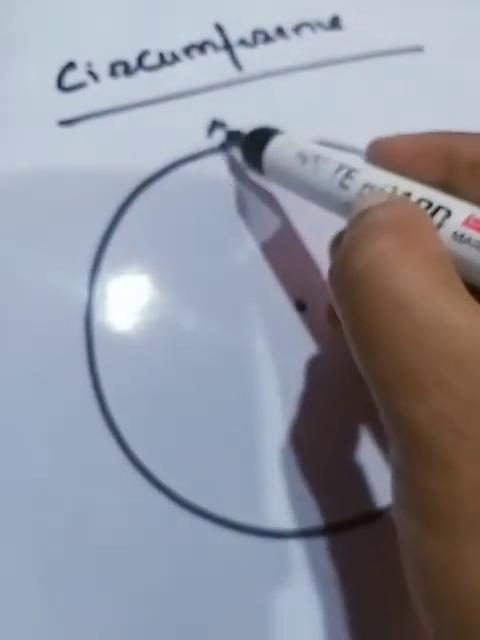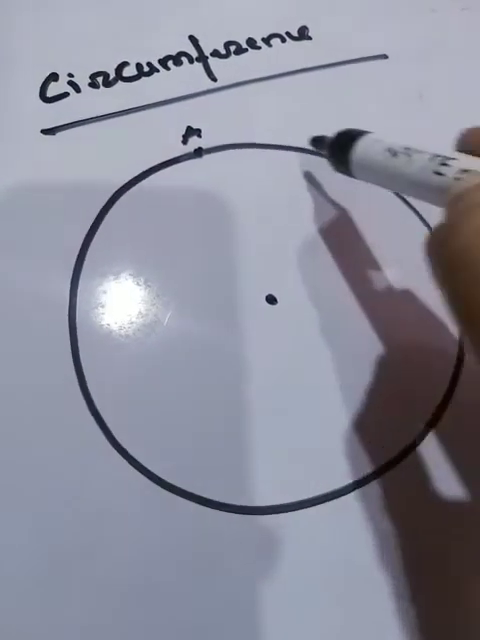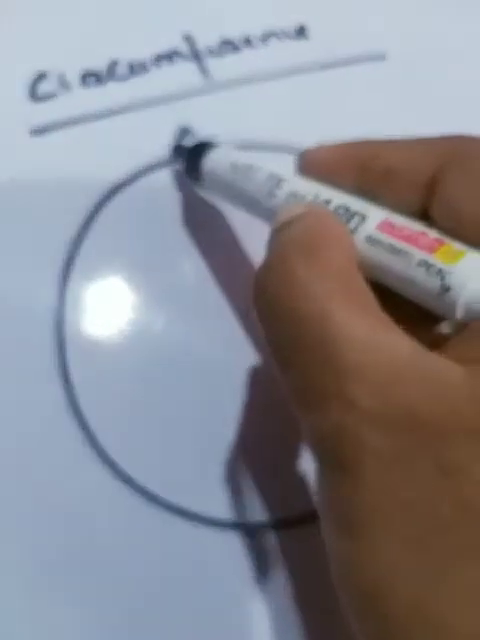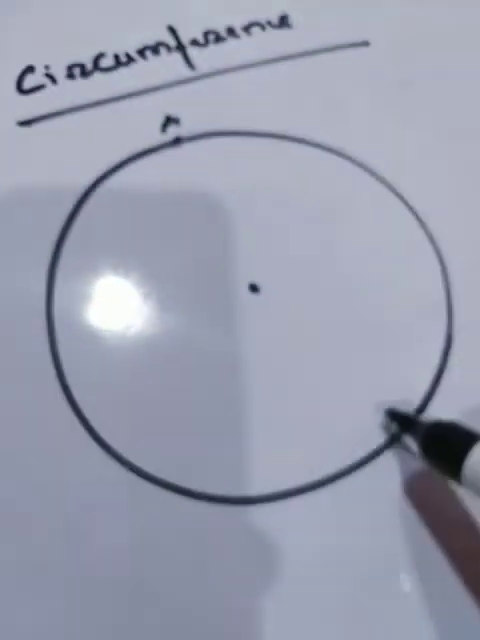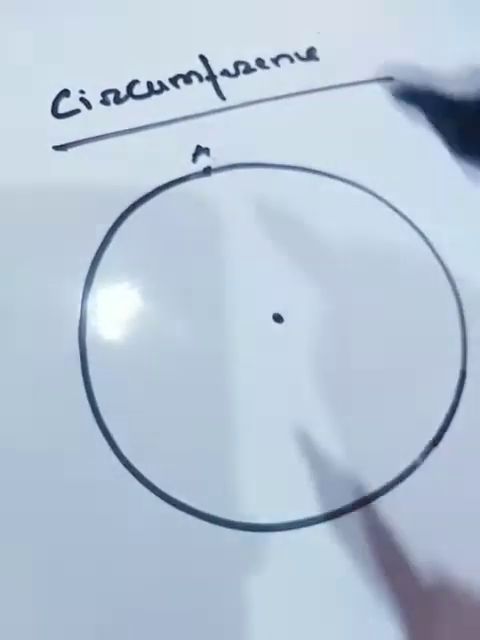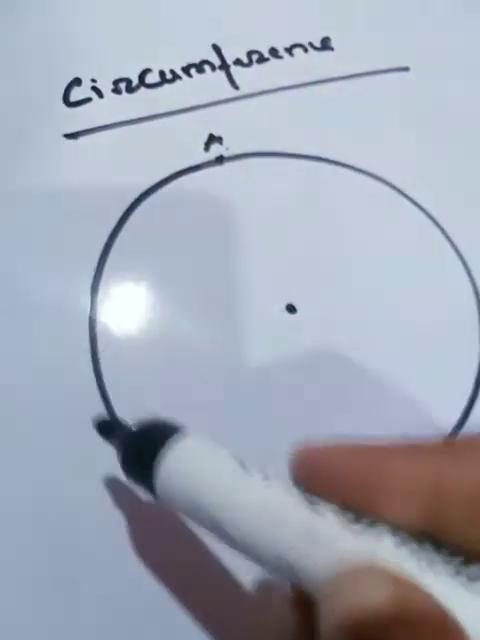So the total length of the outer boundary, from here, if you walk a whole round, the length that you have covered is called the circumference. So what is a circumference? The circumference of a circle is the length of the outer boundary of a circle.